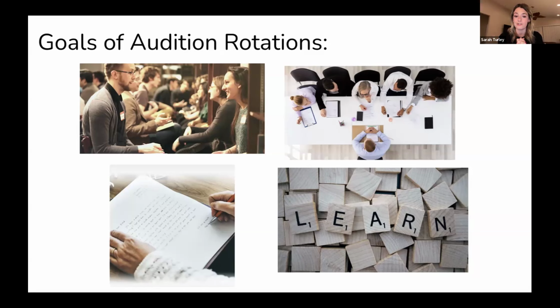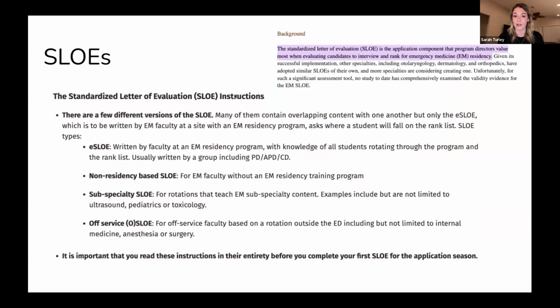And then the fourth goal of audition rotation, which I think is the biggest one, is that letter, that SLOE, and that's what we're going to go into talking about. A SLOE is a standardized letter of evaluation. There are a couple of different types. You can see here the eSLOE, the one I was talking about. This is a standardized letter from a residency program. Let me repeat that: a residency program. That's just going to be a place with an established residency, not an ER that doesn't have one, not an ER doc who is associated with whatever. It has to be from the residency program.